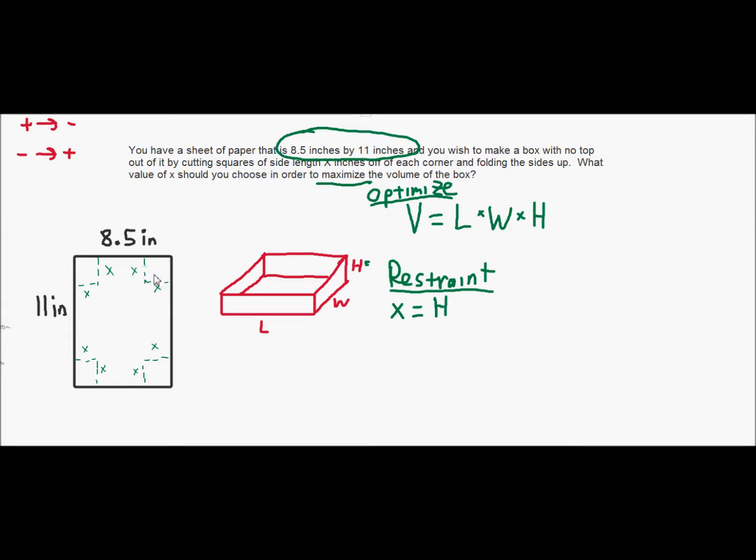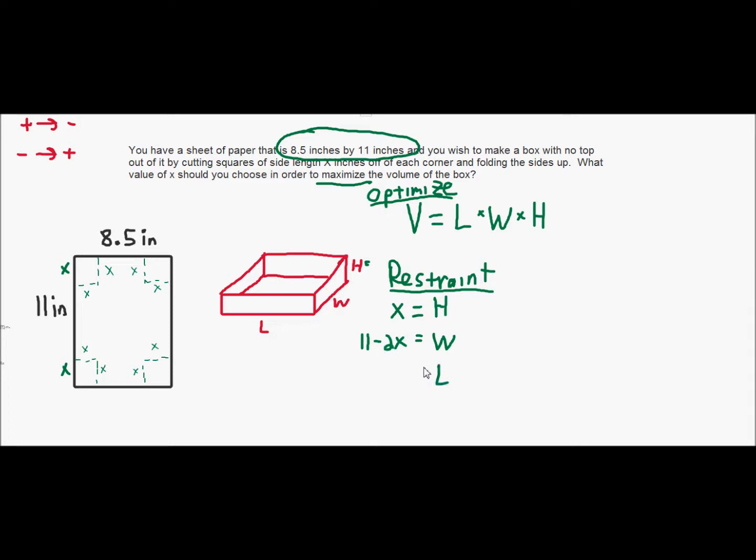Also, once we choose whatever x is, our width here cannot be 8.5 inches anymore. That's not going to be the width of this box. All right, well, I guess width would be this one if we're looking at this sideways. It won't be 11 inches, I guess. Once you choose x and cut this square off, the width automatically becomes, it used to be 11, but we're taking away x down here and x down here. So the width is going to be, it used to be 11, but we're taking away 2x.